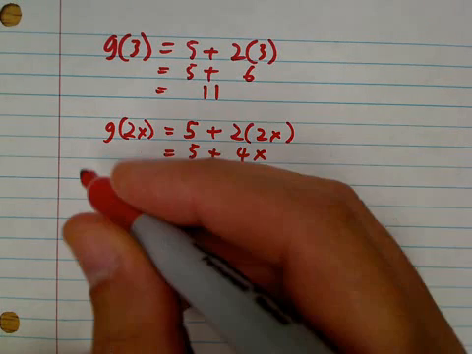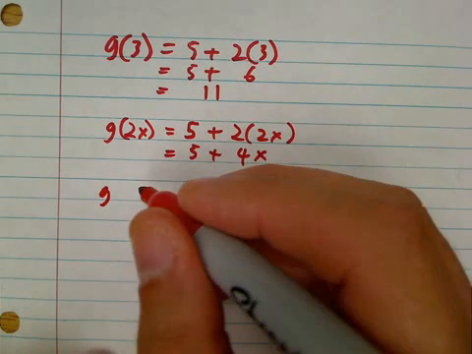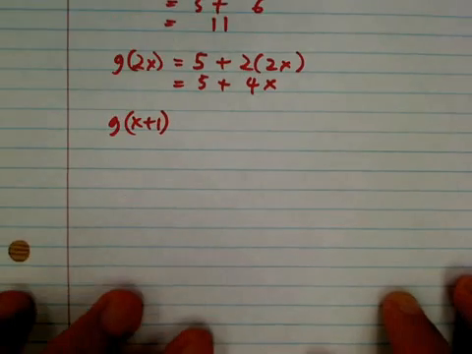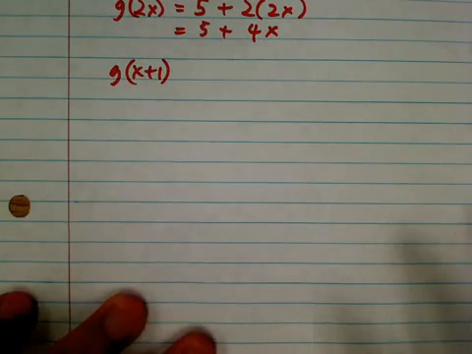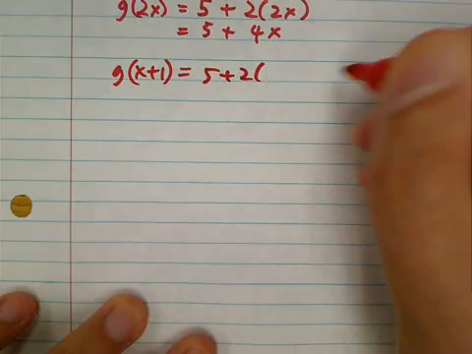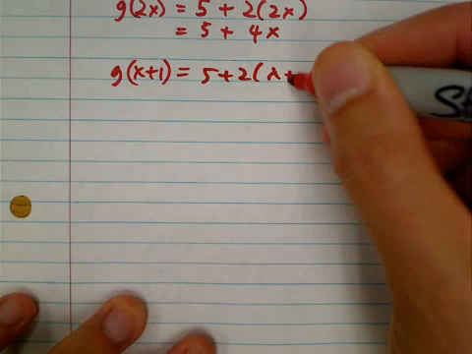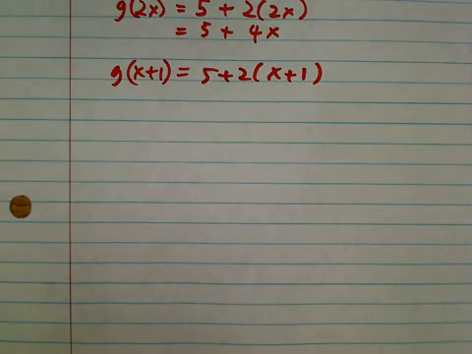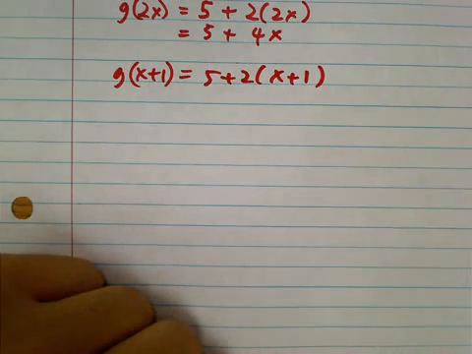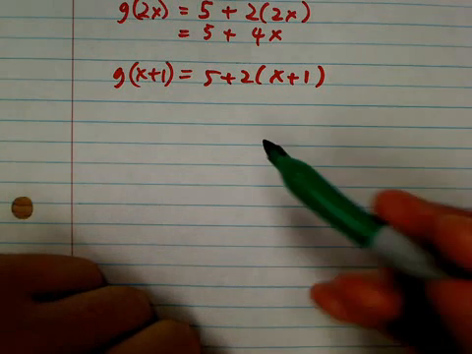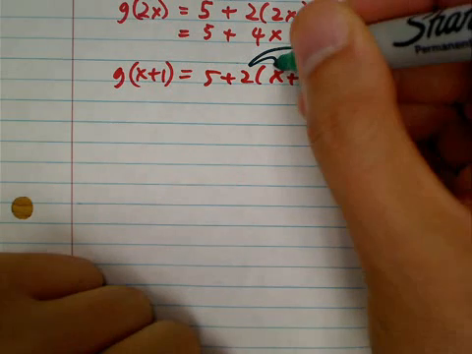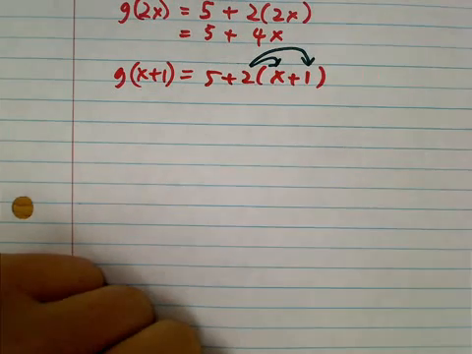The last one, g of x plus 1. Okay, g of x plus 1, well what does that give me? 5 plus 2 times, in parentheses, x plus 1. Now I have a couple of steps here. First thing I need to do is use the distributive property because the x and the 1 I cannot add together. I can't do anything with that, but I can take 2 times both of those, and we did that last week.